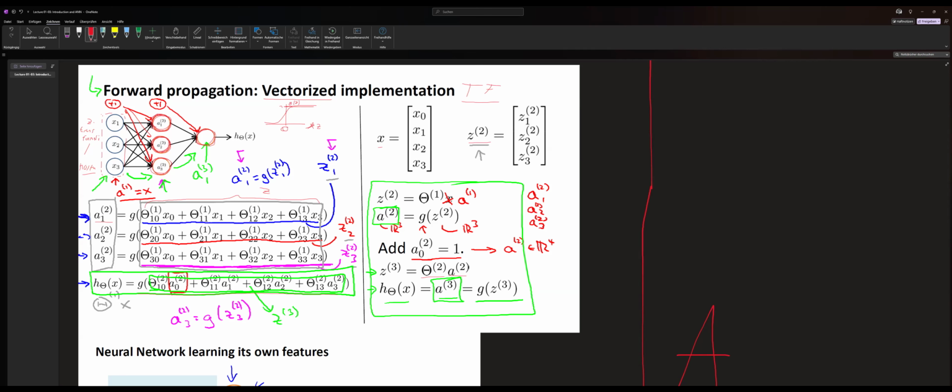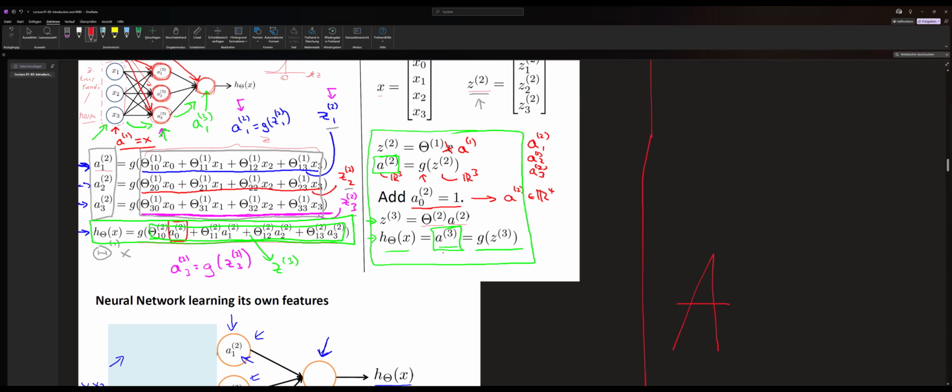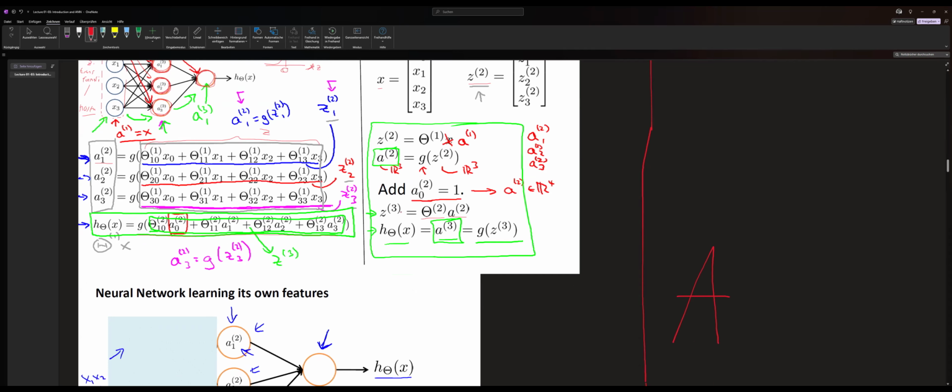The inner workings: you apply the function in 2 steps. You always do it in 2 steps here. Then you add the bias unit, right? As a vector also. And then what you do here is you calculate it as a vector. So you have this matrix here and you multiply it by your vector, and that's basically it. And then you get the output.